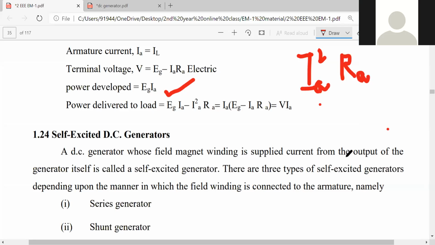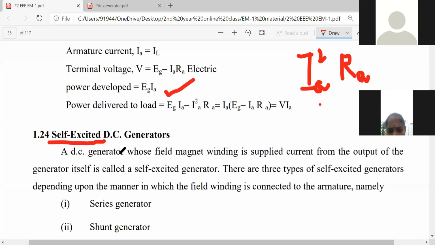Okay, this is all about a separately excited generator. Now we discuss the self-excited DC generators. So you all know what is meant by self-excitation. Self-excitation means the field winding is excited from the generator terminals itself.